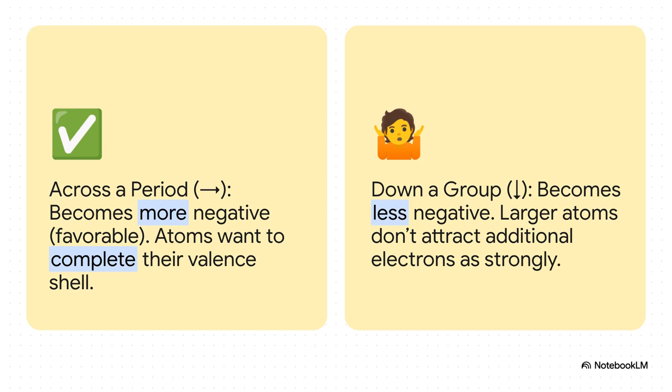As you move across the map to the right, those atoms are just 1 or 2 electrons shy of having a full outer shell, which is like the ultimate goal for an atom. It's super stable. So gaining that last electron is a massive win for them. But for those bigger atoms further down, their pull isn't quite as strong, so the energy reward for gaining an electron is a little less exciting.